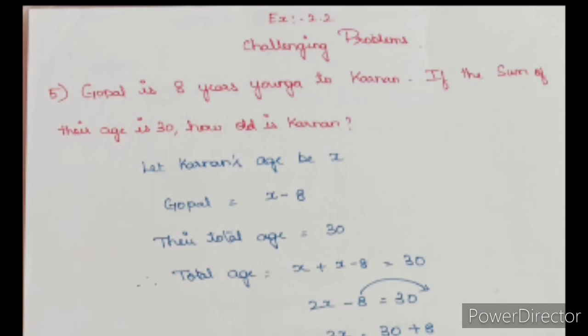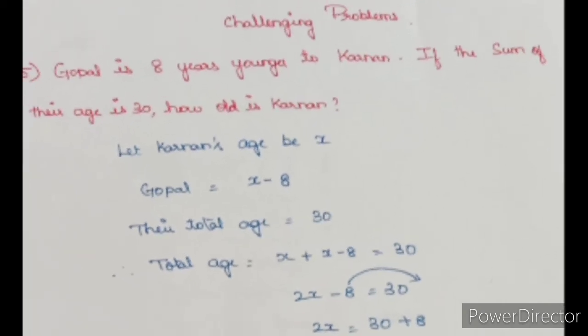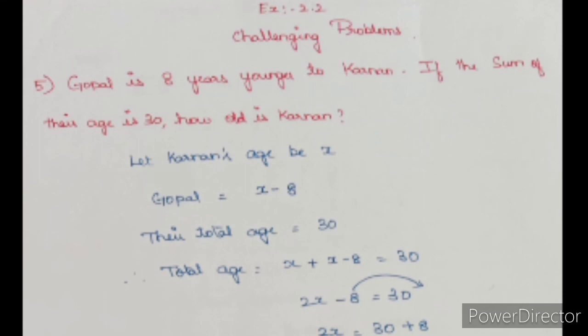So now exercise 2.2, fifth question, the only problem we solved on that day. Gopal is 8 years younger to Karnan. If the sum of their age is 30, how old is Karnan? Let Karnan's age be x and we'll take Gopal's age as x minus 8, because Karnan is 8 years elder to Gopal. So their total age which is given is 30. Therefore x plus x minus 8 is equal to 30.